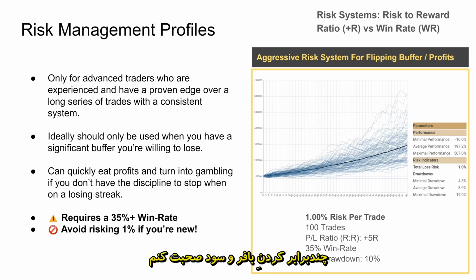So quickly, I want to talk about the aggressive risk system for flipping buffer and profits again. I need to warn you guys, if you're not an advanced trader, please just ignore this entire slide. But for those of you who are advanced and experienced and have proven an edge over a long series of trades with a consistent system, within your system anyways, because all of our systems kind of vary within Phantom between the members. I know certain people take certain different setups.